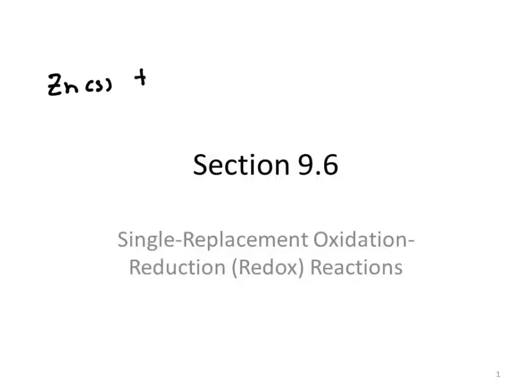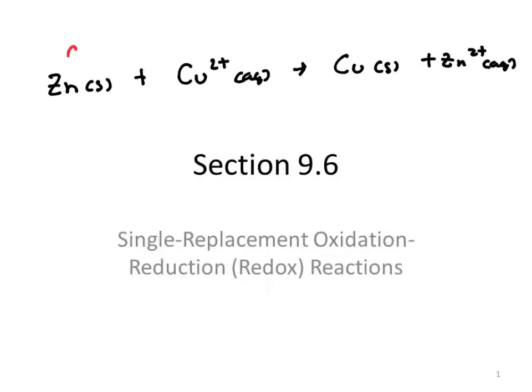We had some zinc solid and some copper 2 ions. They gave us copper solid and some zinc ions. So I had some oxidation numbers here. I had 0 for my zinc, plus 2 for my copper, 0 for this copper, and plus 2 for this zinc. Because remember, if I have an ion, that oxidation number is just the ion charge.